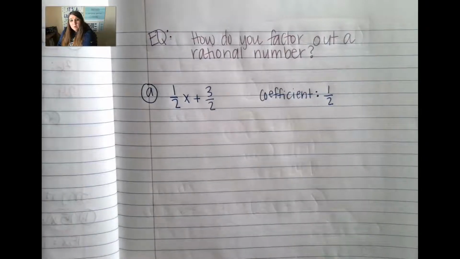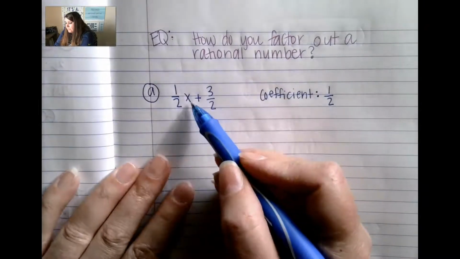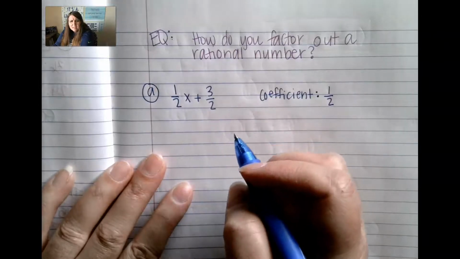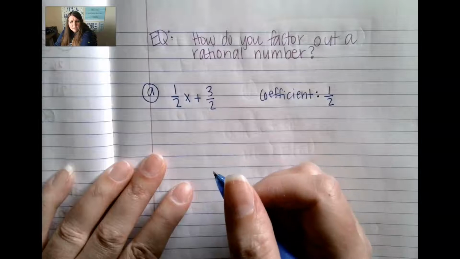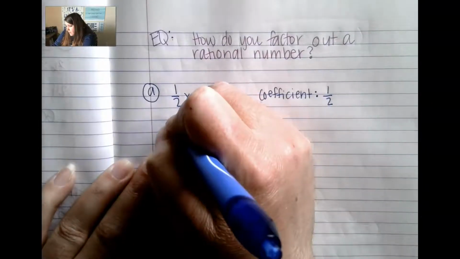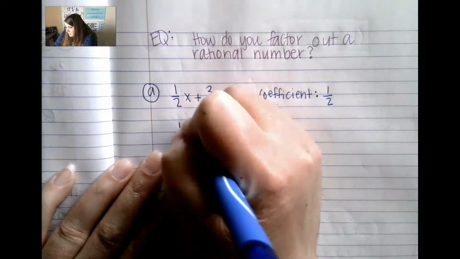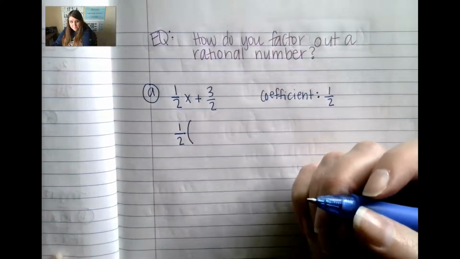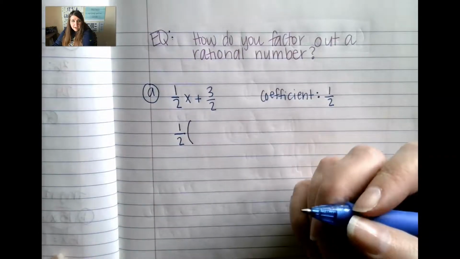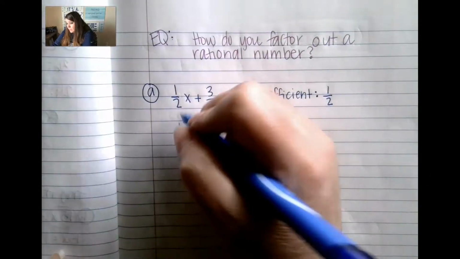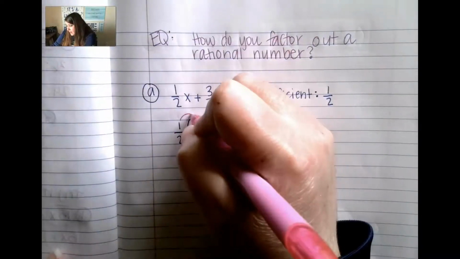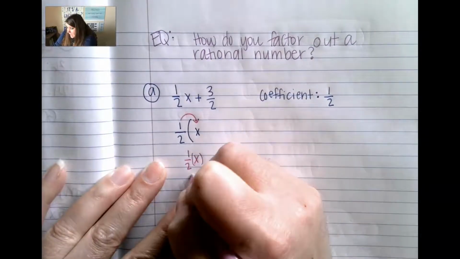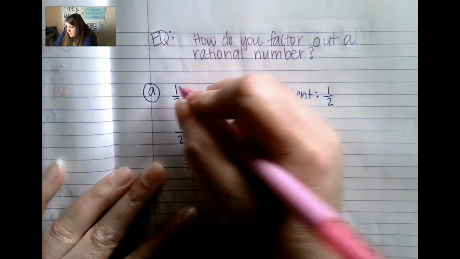If I think 1/2 of x is 1/2 times what? If I factor this out and put 1/2 on the outside of my parentheses, I am going to multiply by x on the inside. Because when I multiply 1/2 times x, I get 1/2 x, which is what I started with.